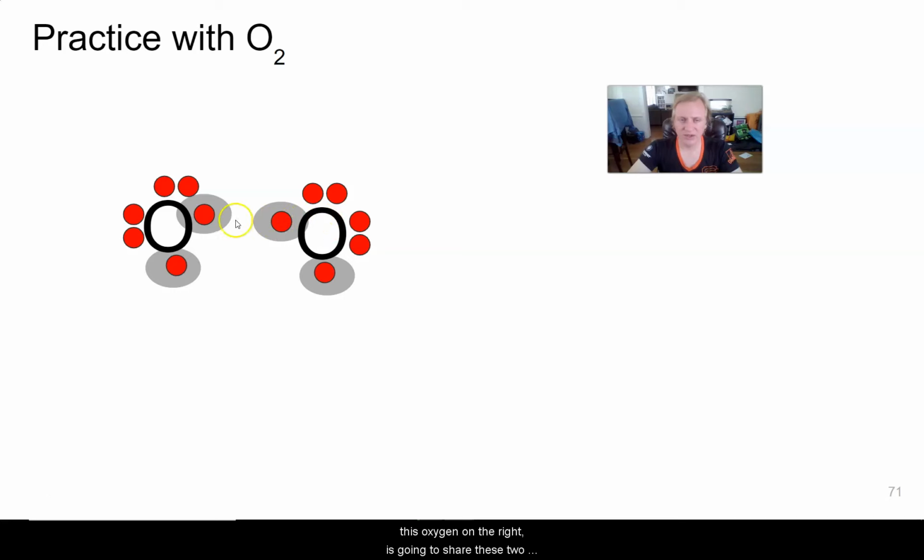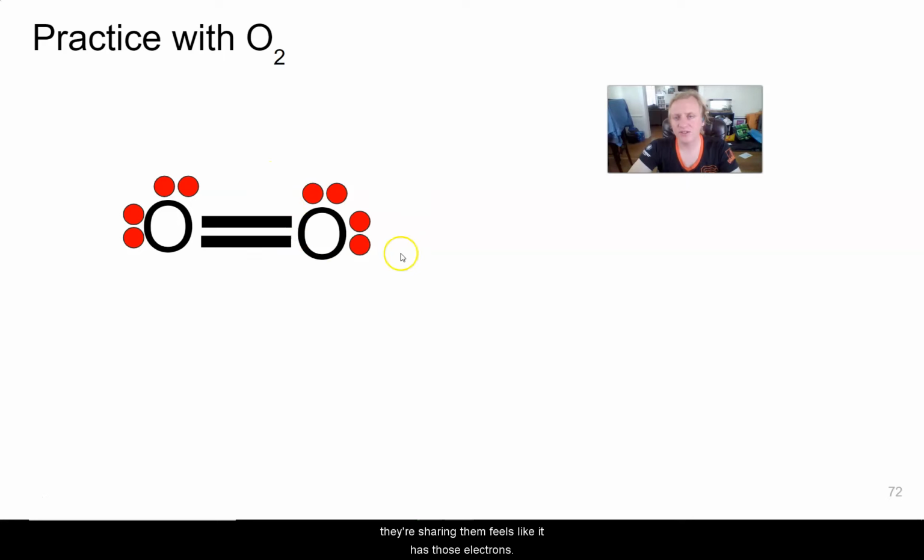And so what it's going to do, this oxygen on the left is going to share these 2 electrons, and this oxygen on the right is going to share these 2 electrons that are going to be represented with these lines. Okay, so this top line represents 2 electrons. This bottom line represents 2 electrons. And each of these oxygens, since they're sharing them, feels like it has those electrons.